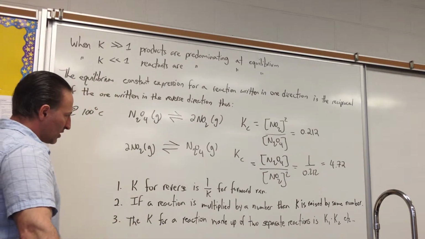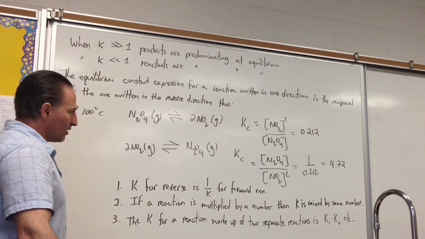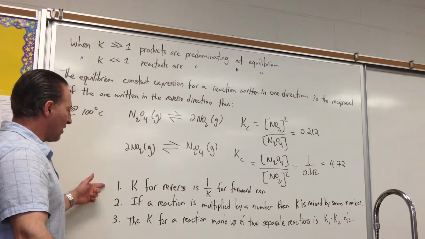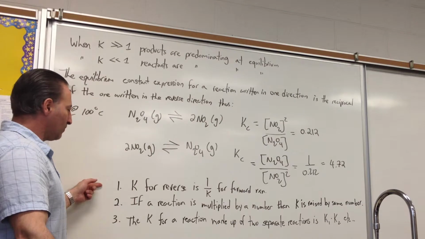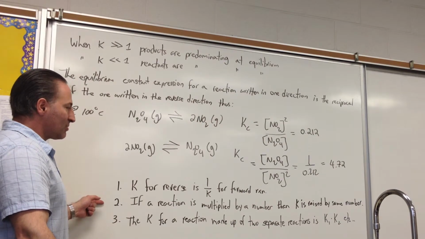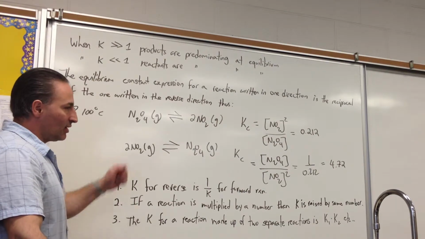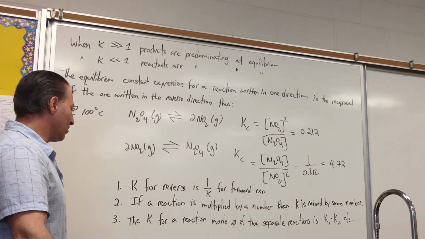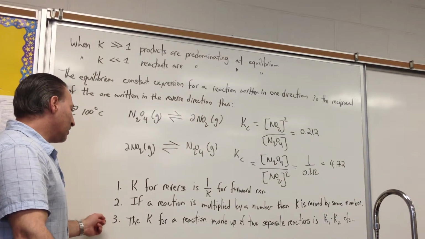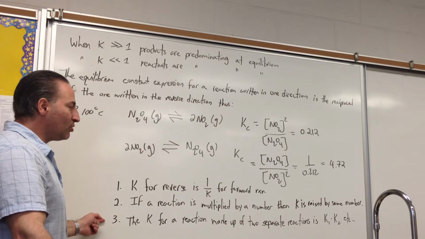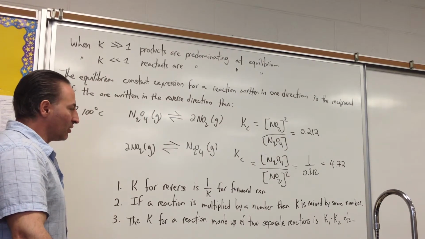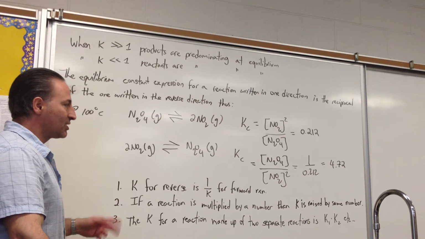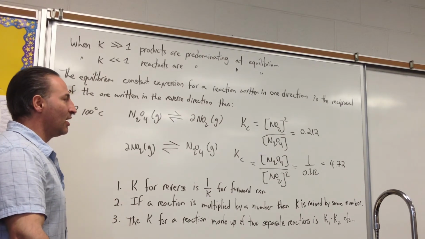Three rules arise from some considerations and observations of the use of the equilibrium constant. The first is that K for the reverse reaction is the reciprocal of K for the forward reaction. Two, if a reaction is multiplied by a number, then its equilibrium constant is raised to the power of the same number. And lastly, the equilibrium constant for a reaction made up of 2 separate reactions is the product of the 2 equilibrium constants. And if there are 3 reactions, it's the product of the 3 equilibrium constants, etc.